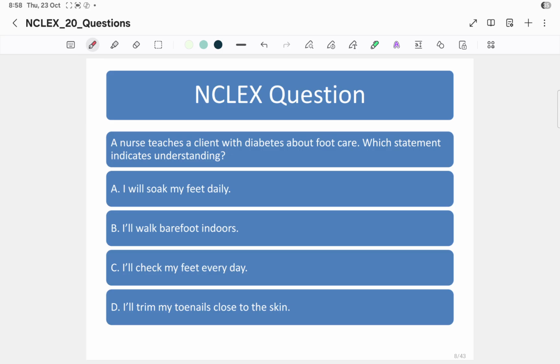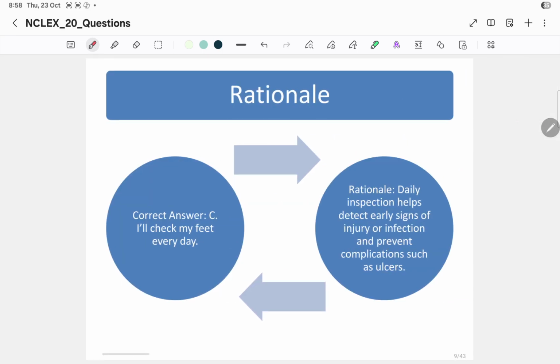So the question asks about a diabetic patient's foot care. The correct answer here will be option C, I will check my feet daily. Why? Because inspection of the foot every day helps detect early signs of injury or infection and prevent complications such as ulcers.